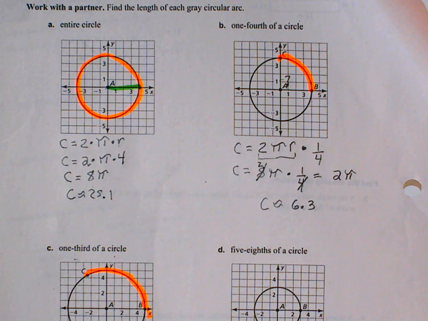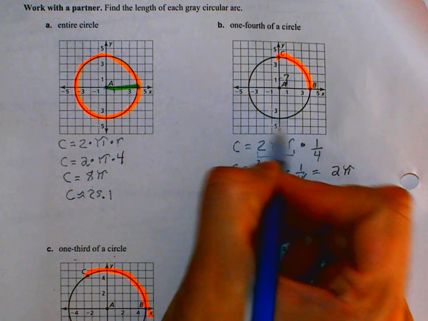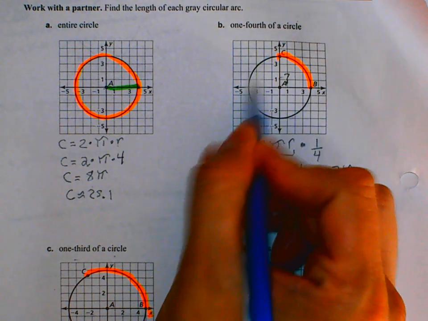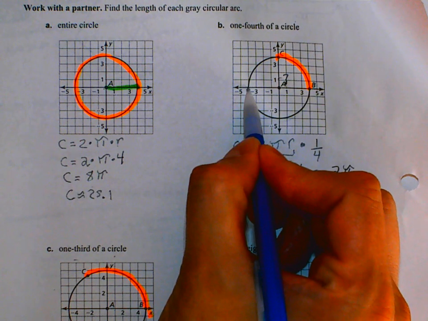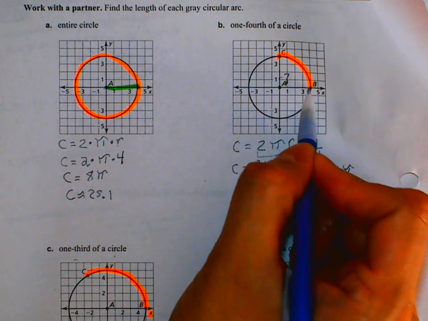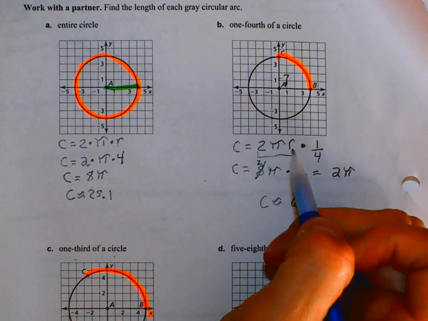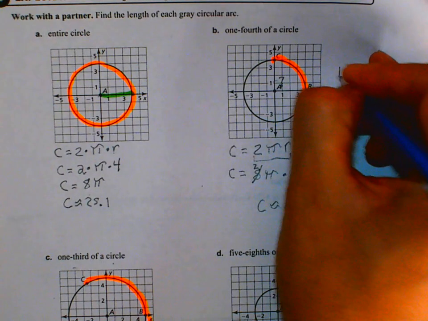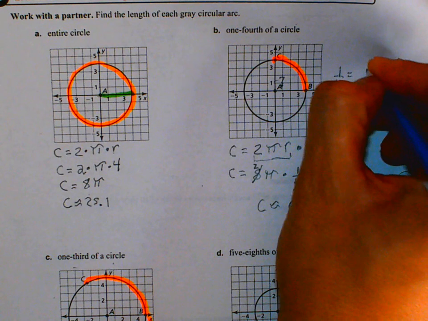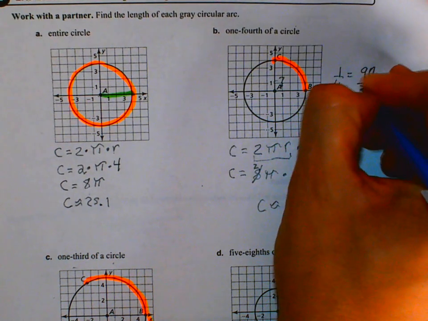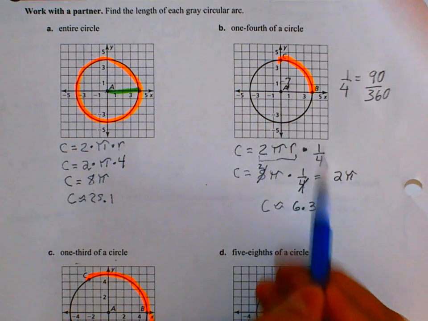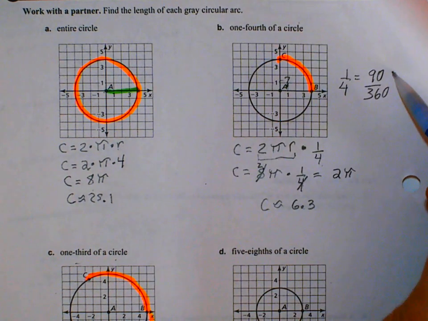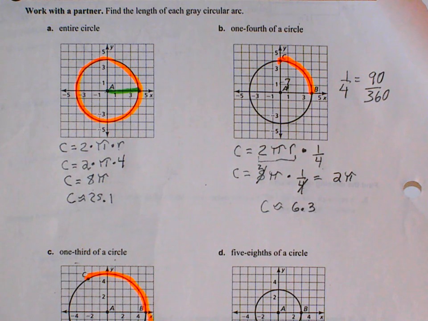Well, 1/4 of the circle, if you think about it, the whole circle right here is 360 degrees. Half of it is 180, and 1/4 of that is 90 degrees. So 1/4 is the equivalent to 90 over 360. So when I multiplied this by 1/4, I pretty much multiplied it by 90 over 360. It's just the unreduced form.